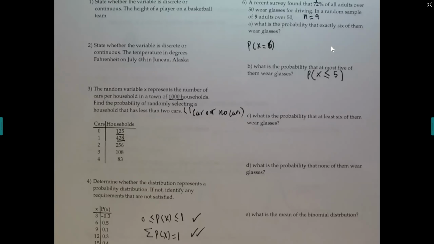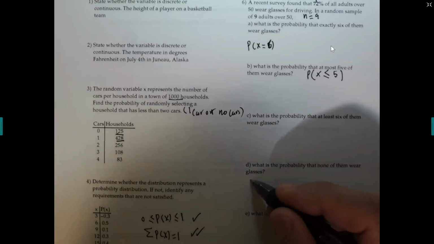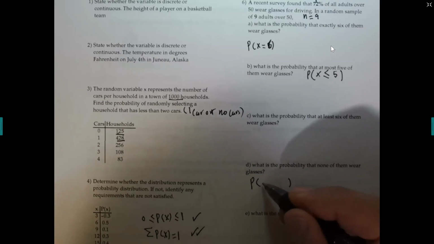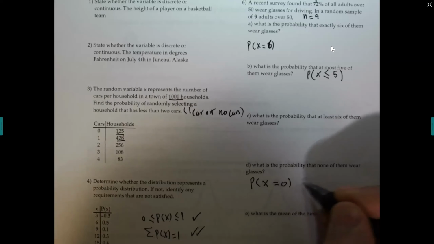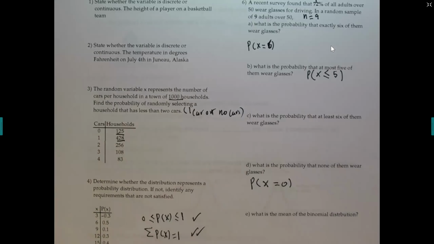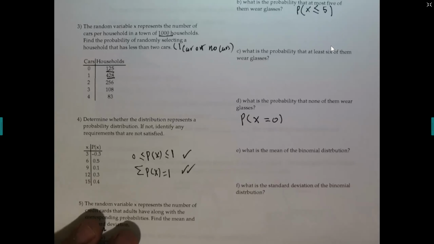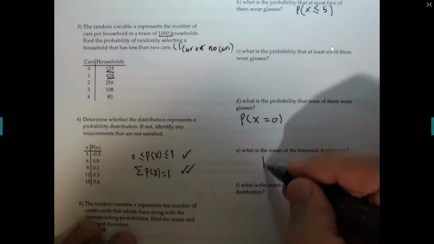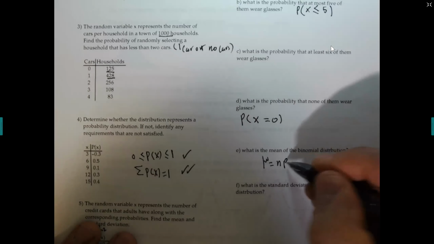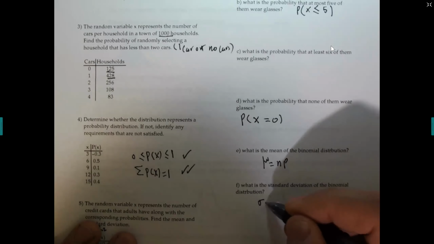What is the probability that none of them wear glasses? What would that be, guys? Probability of x equals 0. It will be PDF, no CDF. The CDF, guys, is only used with inequalities. With equal, it's PDF. And what's the mean? Here's the formula for the mean, np. And what's the standard deviation?